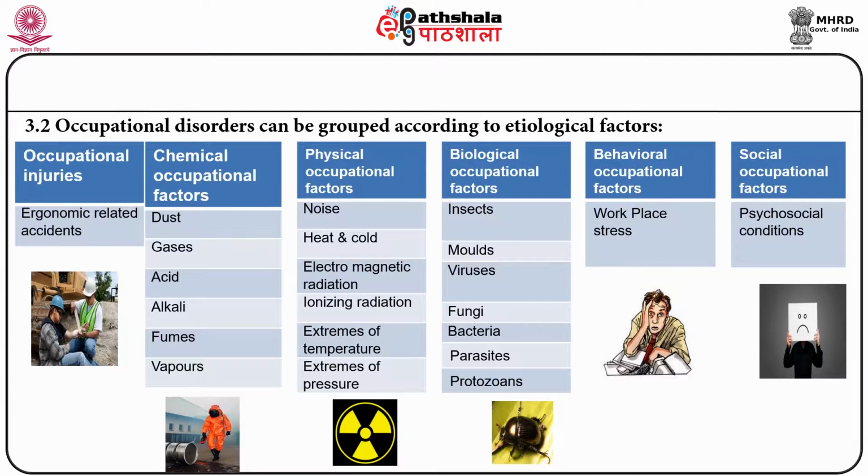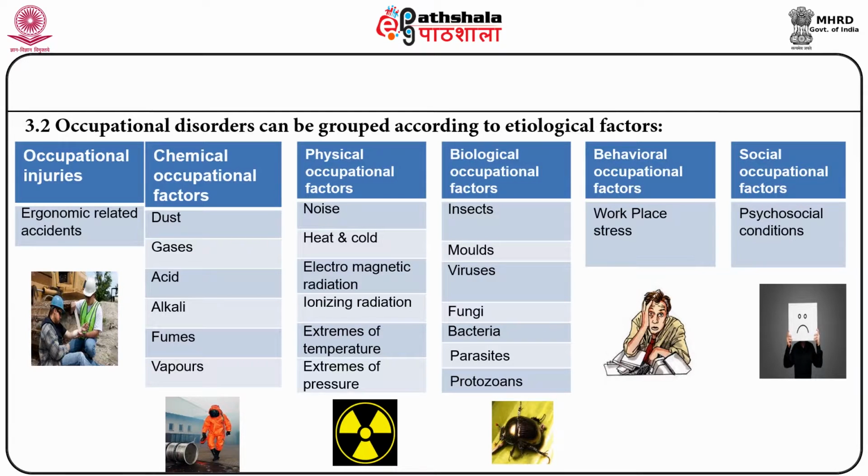Then, chemical occupational factors, where people have to deal with dust, gases, acid, alkali, fumes, vapors. These are available in practically all the physical occupations. Whether they are road workers, miners, working in the silicon factory or other factories, or in the tobacco factory. So, dust or liquid and acid, alkali, fumes, anything.